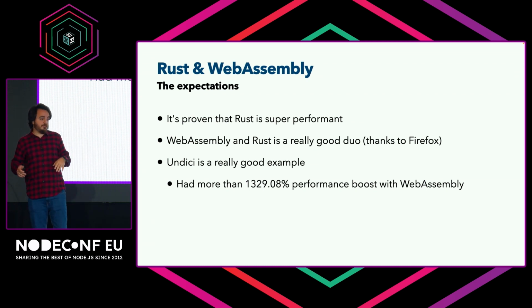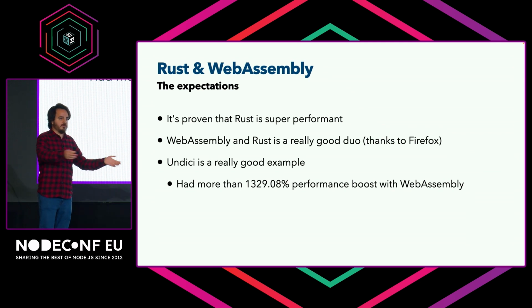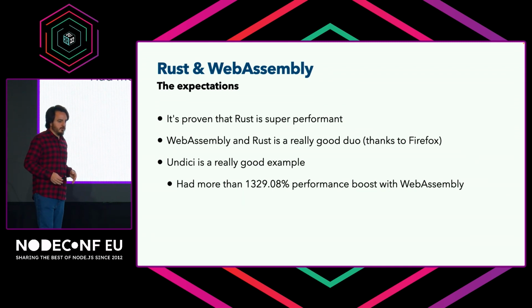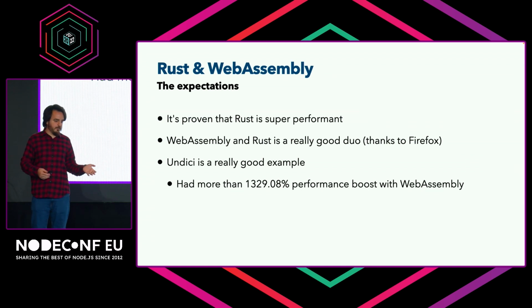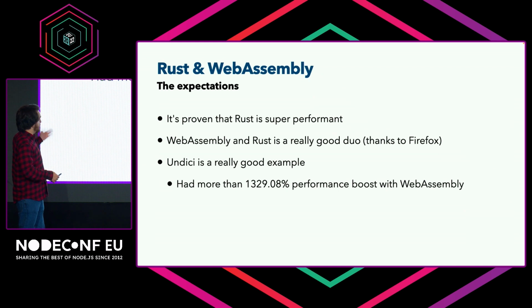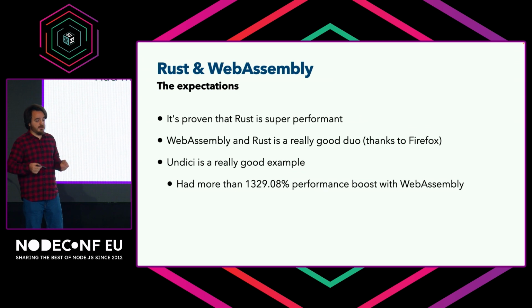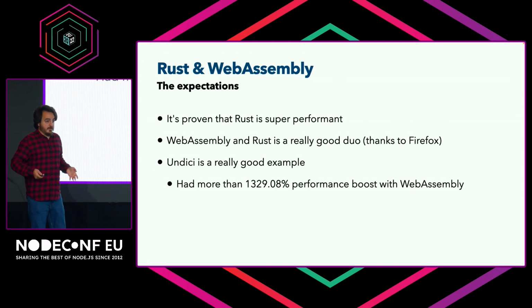So the expectations. Initially, I started implementing the URL parser in Rust, and my expectations were, it's proven that Rust is super performant. There are really great talks before me saying that it is. They had some examples. That's true, but not for every case. So WebAssembly and Rust is a really good duo, thanks to Firefox. Undici is a really good example. If you go into the README, there's a really good description saying that there's a 1,329% performance boost with WebAssembly.